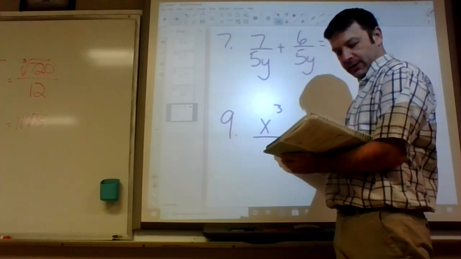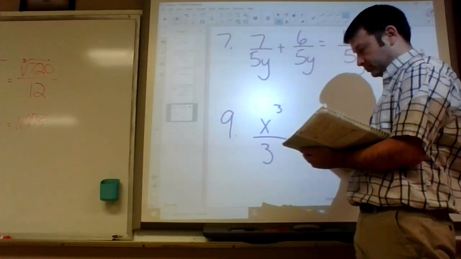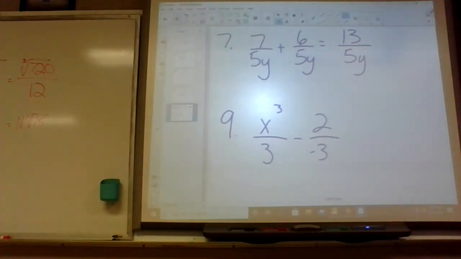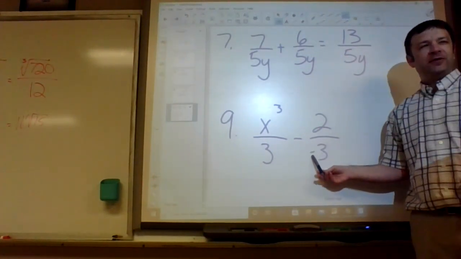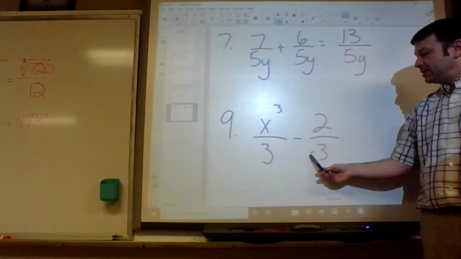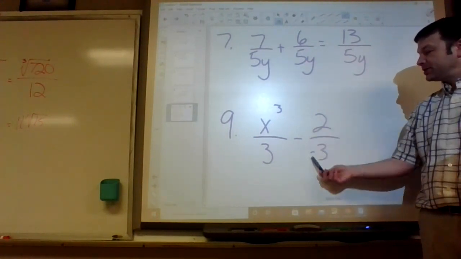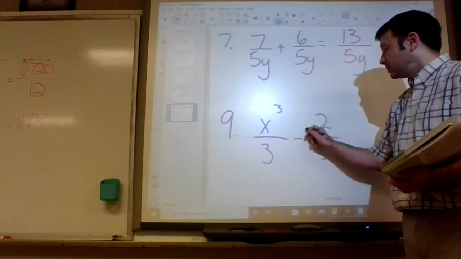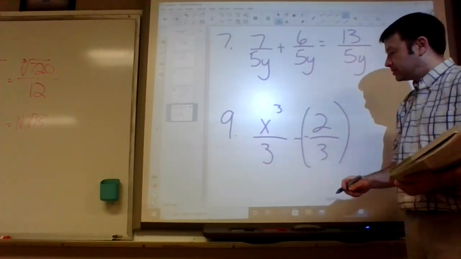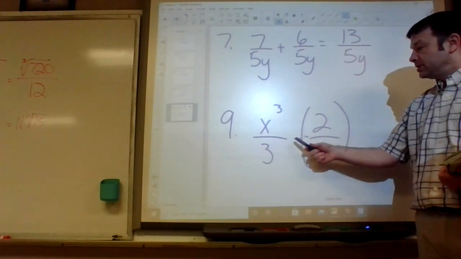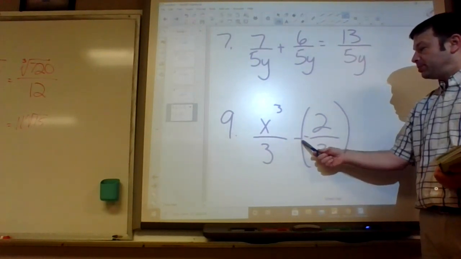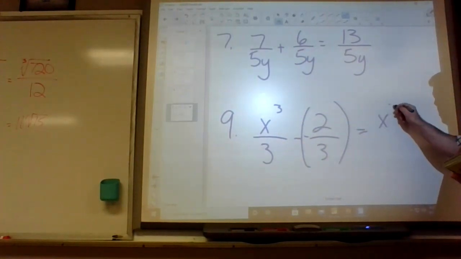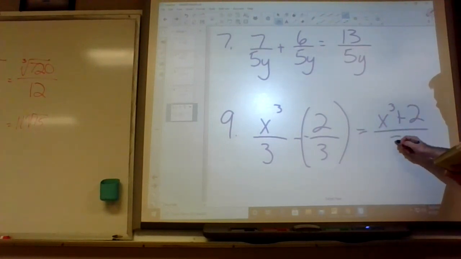Okay, on number 9. Does it have a common denominator? Not exactly. Okay. If there's a negative in the denominator, if there's one negative in the fraction, the whole fraction is negative. So we can move that negative right here. So it's like minus 2/3. So really it's like x cubed over 3 plus 2 over 3. So it'd be x cubed plus 2 over 3.